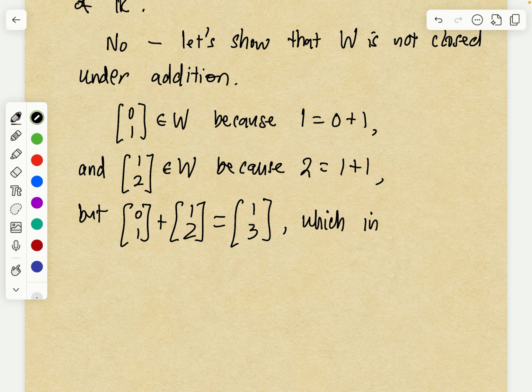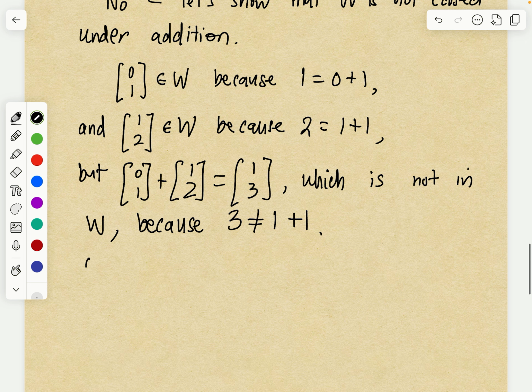Okay. Which is not in W because the first component, 3, is not equal to 1 plus the second component. So that shows that W is not closed under vector addition. You're able to take two vectors in W, and by adding, you're able to get outside W. If you're a subspace, you're not allowed to do that. You have to stay within W.